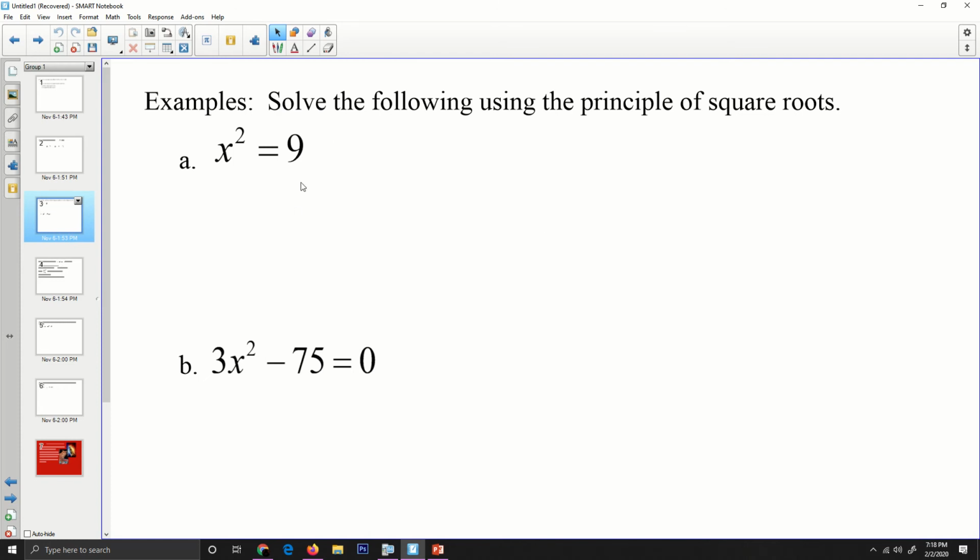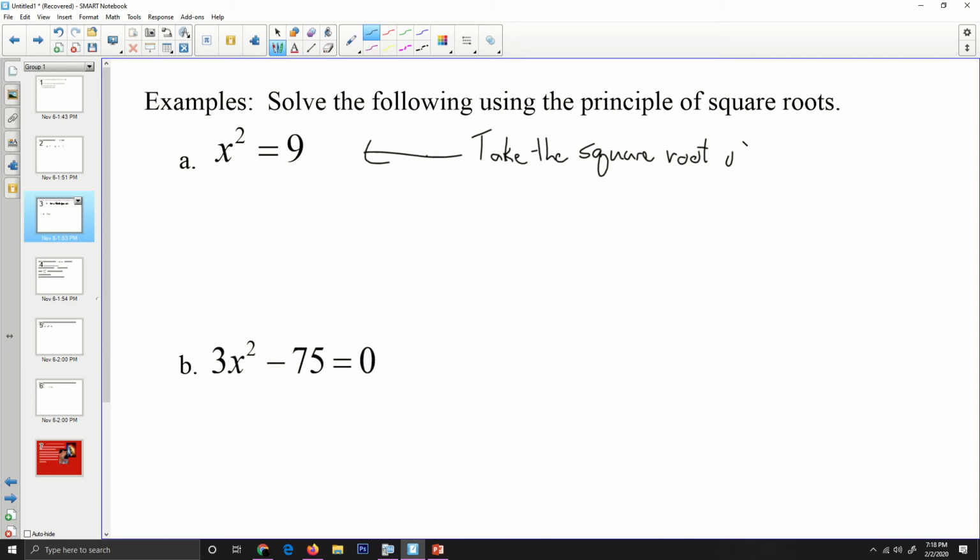And so how can we use that to solve? Well, let's start with this one right here, where I am just going to take the square root of both sides. And when I do that, I have to include both the positive and the negative in that square root of 9. Since 9 is a perfect square, this solution is both positive and negative 3, because positive 3 squared is 9 and negative 3 times negative 3 is also positive 9. So that is my solution.